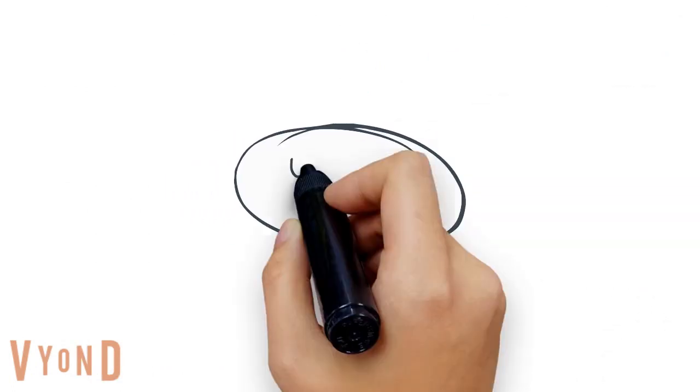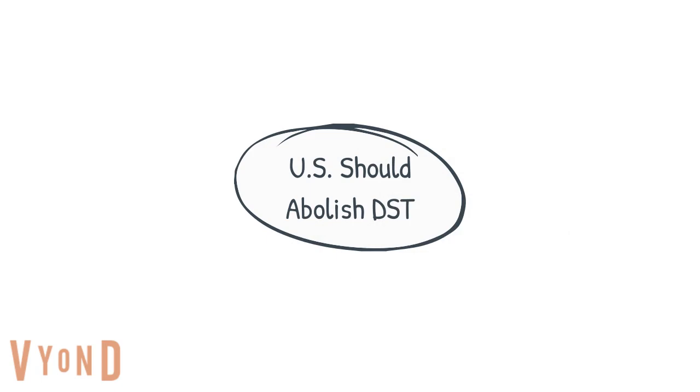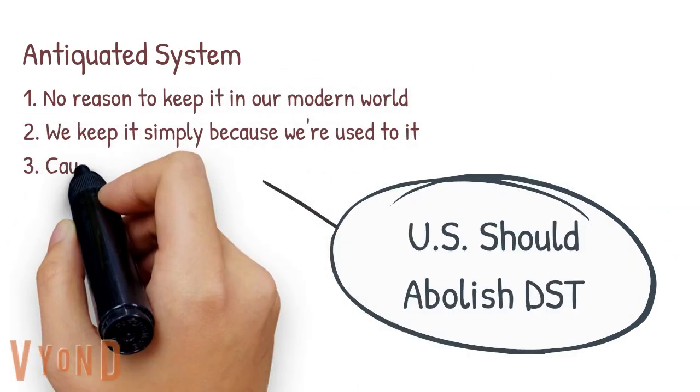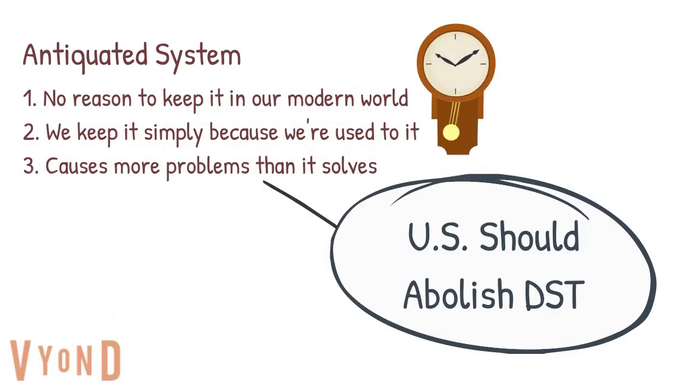On that note, let's do an idea map for our essay prompt. First, I write the topic in the center. U.S. should abolish daylight saving time. It's an antiquated system. There's no reason to keep it in our modern world. We keep it simply because we're used to it, and it causes more problems than it solves.